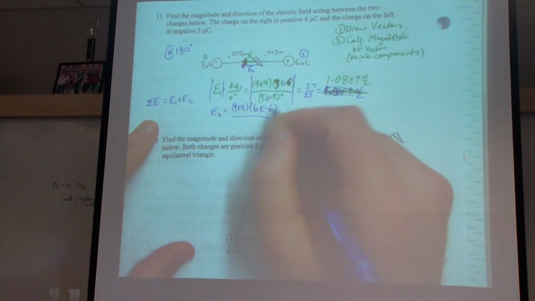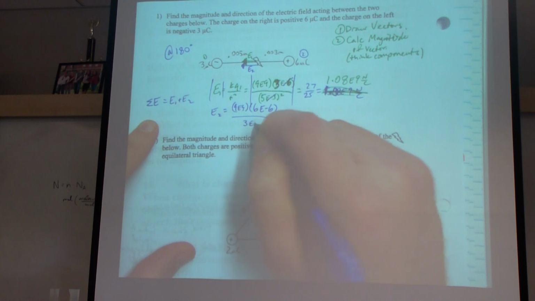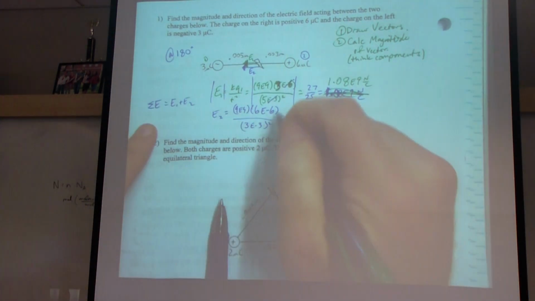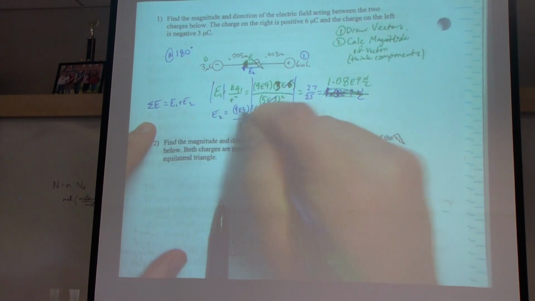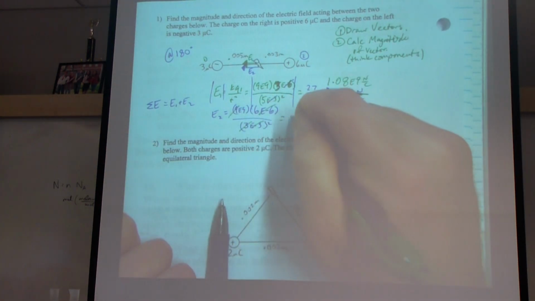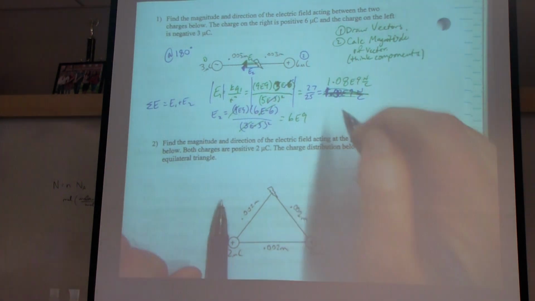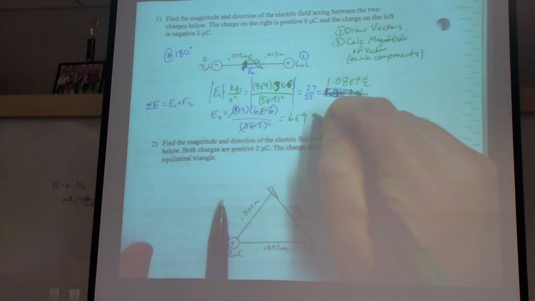So divided by 0.3, so 3E negative 3 squared. Well, unless I screw this up, Jamie, that cancels with that cancels with that. So I basically end up with 6E9. Yeah? Sure. Is that what you got, Jamie? Let me know.